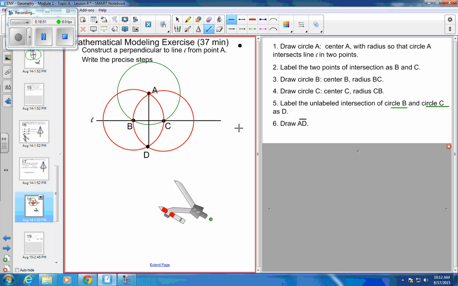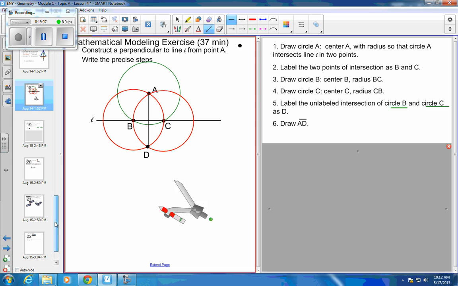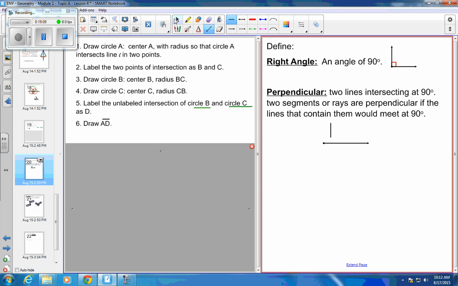So you want to make sure you pause the video and make sure you got the right steps with the very precise directions, using the correct words in the right order, and you've got your construction done. You can always back up the video and watch it again if you need to. Okay, we are close to done for the lesson here.